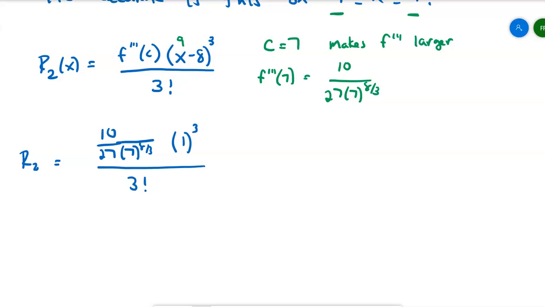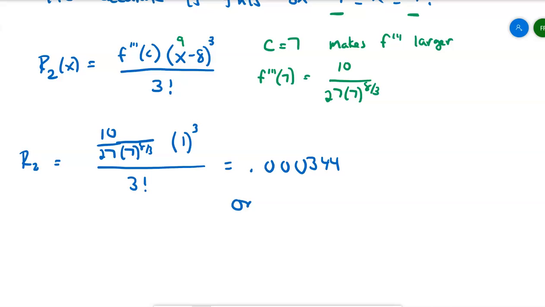over 3 factorial. Now I'm going to go ahead and get a decimal approximation because I have no clue what that number is off the top of my head. Right? If I do 10 divided by 27 times 7, hit the up arrow key, and then in parentheses put the 8/3 power and close your parentheses. Now take that number and divide it by 6. Here's the number that I get. I get 0.000344. Okay. What do I claim?